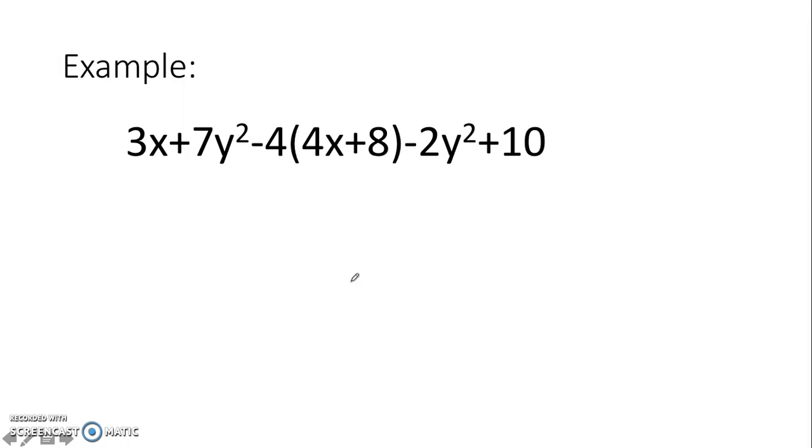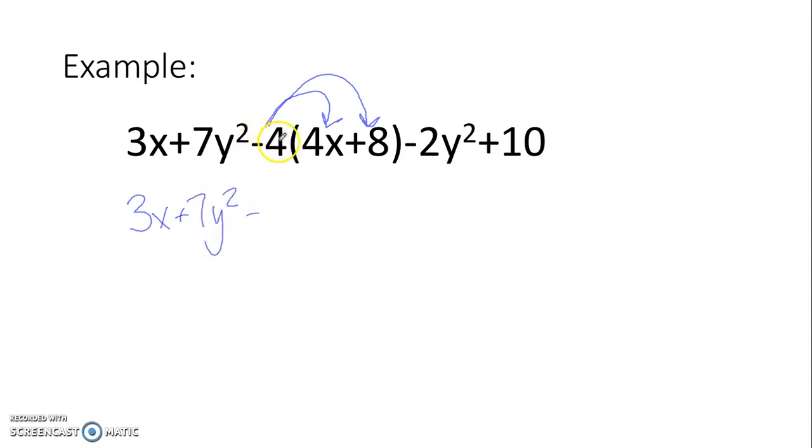Alright, so let's take a look at our next example. So we have 3x plus 7y squared minus 4 times (4x plus 8) minus 2y squared plus 10. So man, that's a big equation, and we want to simplify that. So first step is our parentheses. Since we don't have any like terms in our parentheses, we are going to be using the distributive property. So we have to multiply negative 4 times 4x and negative 4 times 8. Alright, so we're going to rewrite everything else just how it's written.